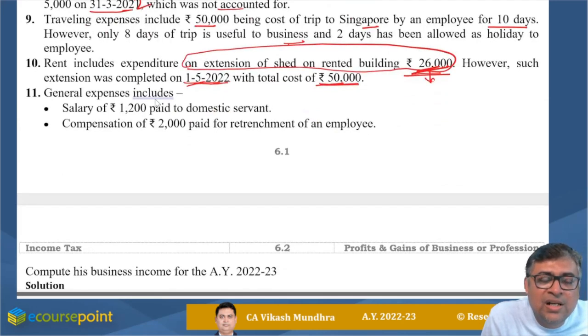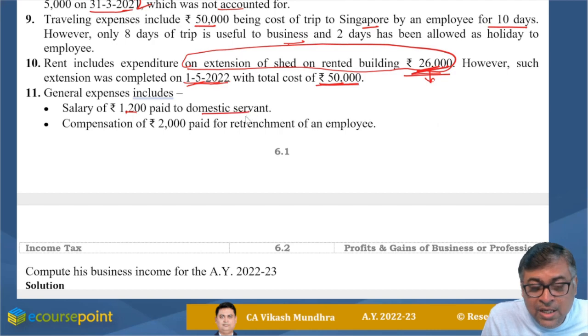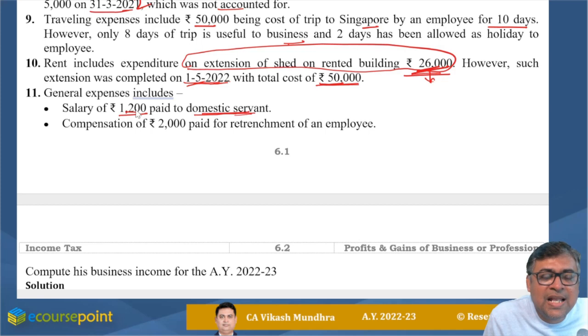Next one, general expenses include salary of rupees 1,200 paid to domestic servant. This is your personal expenditure. Salary of rupees 1,200 paid to domestic servant. This is personal expenditure. So this should be added back.